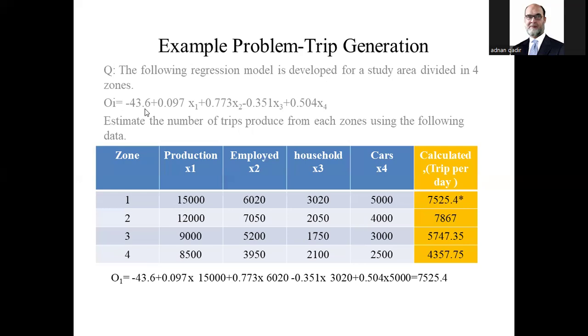For zone 3, minus 43.6 plus 0.097 times x1, which is 9,000, plus 0.773 into 5,200 minus 0.351 into 1750 and plus 0.504 into 3,000 is 5747.35 trips per day.